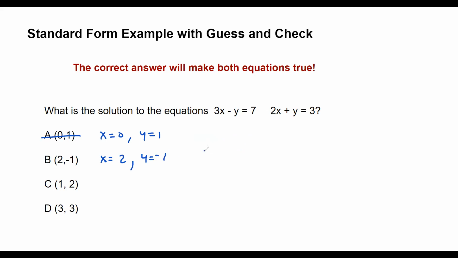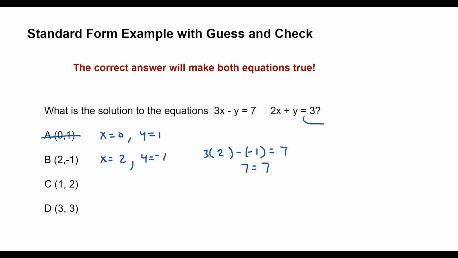And we get 3 times -1 minus, oh, I made a mistake there, 3 times 2, x is 2. If you caught that, excellent, equals 7. So this gives us 7 equals 7. 3 times 2 is 6. Subtracting a -1 becomes addition. That left side becomes 7, and that is true.